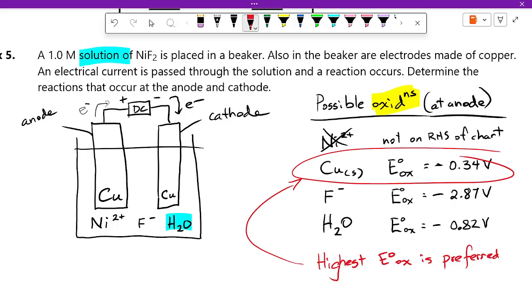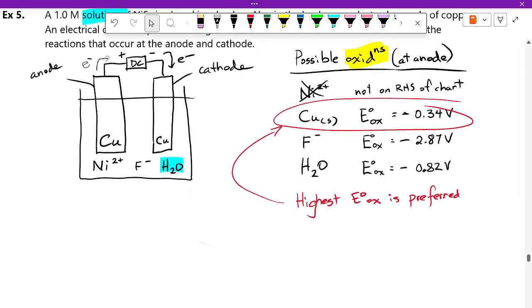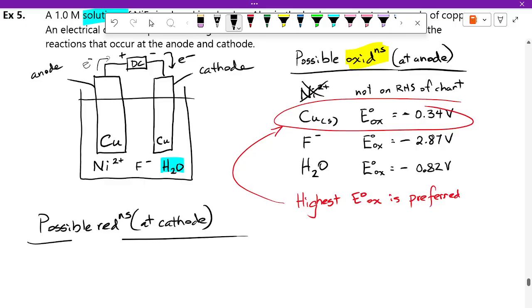Could you do the same thing for your possible reductions? Yes. Yes, go do it. And you'll notice I do all kinds of things. Like I write possible oxidations at anode just so I keep track in my head. I'm like, oh, the Cu is reacting at the anode.